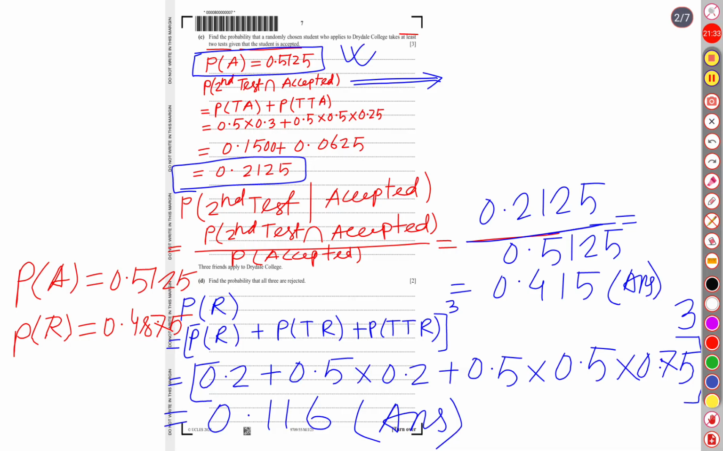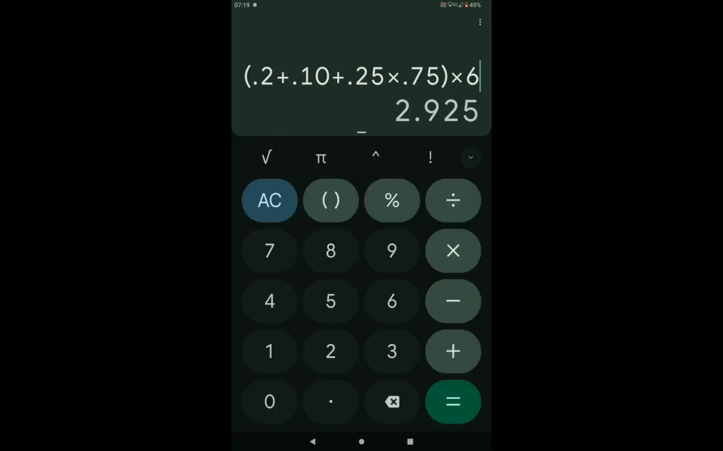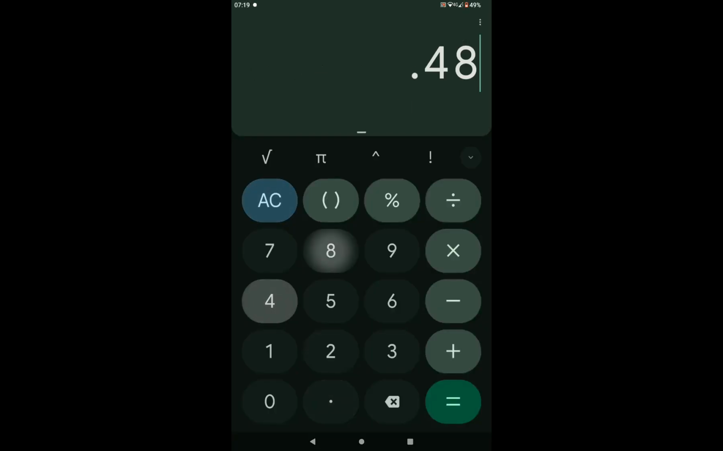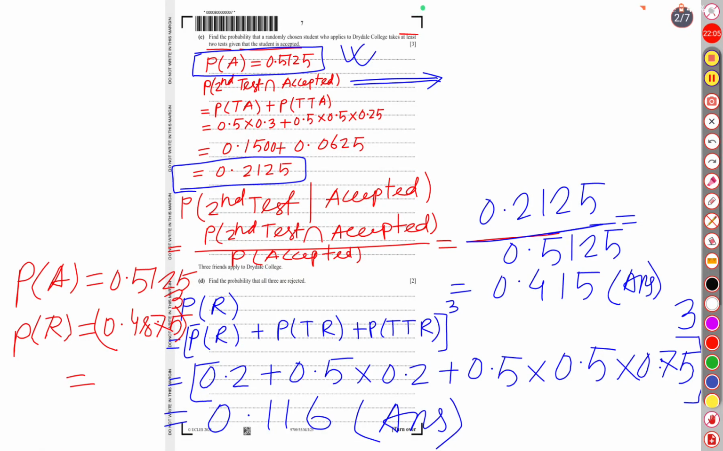But as there are three students, it will be just cube. If we use this cube, then it is going to be 0.4875 cubed, which is another shortcut way. It is going to be 0.116. So these are the two ways you can apply to solve the final question.